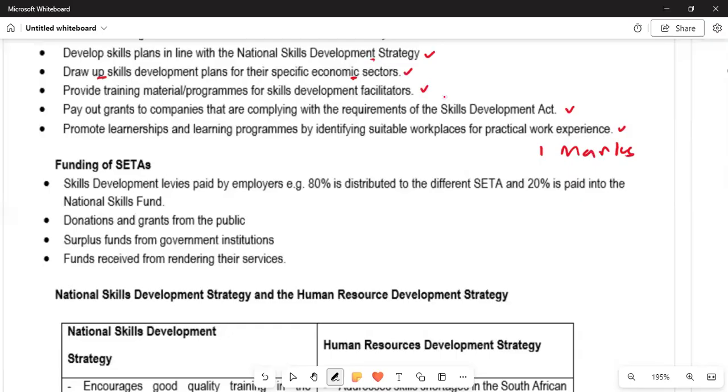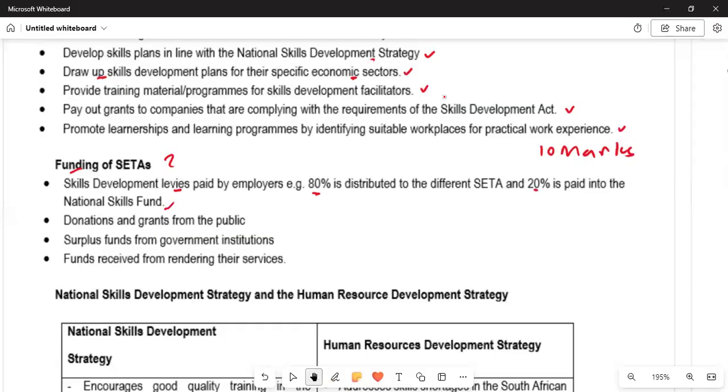How is SETA funded? How is SETA going to get the funds? Where are they going to get the funds from? For SETA to get funds, they are going to get it from the levies that we have talked about. Remember, we have said the employers are going to pay what? The 1%. So now they are saying skills development levies paid by the employers. Example, 80% is distributed to different SETAs, and 20% is paid into the National Skills Fund.